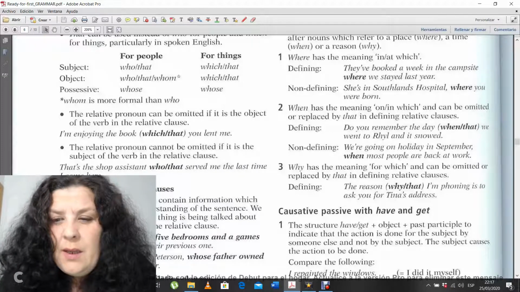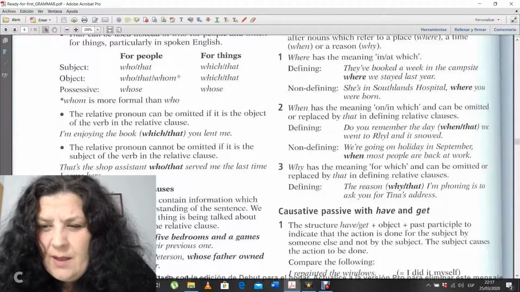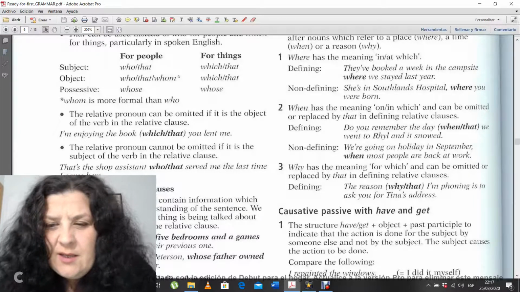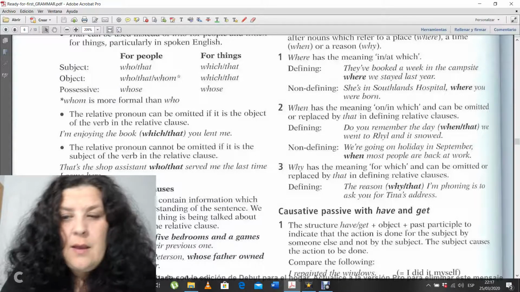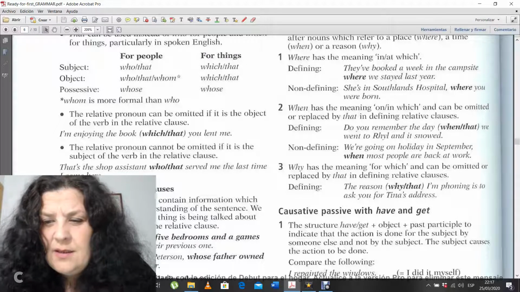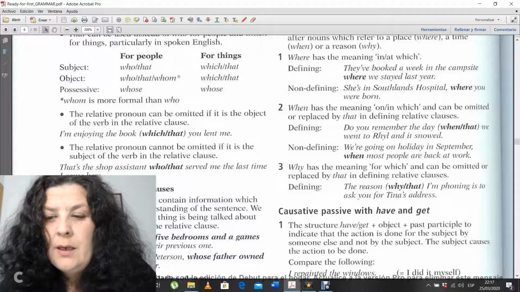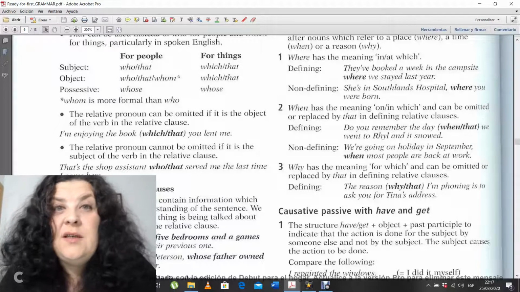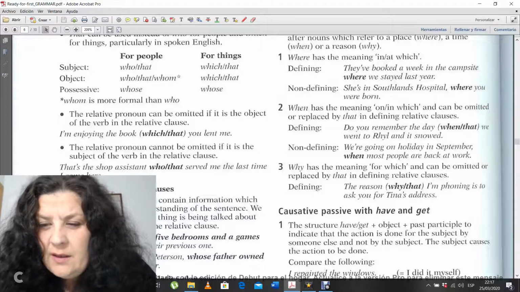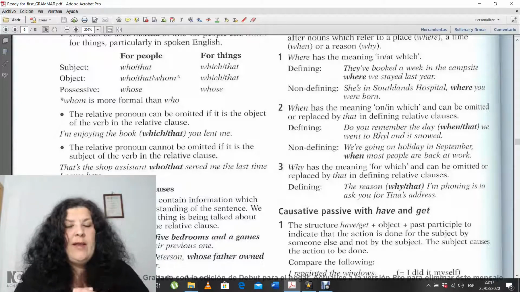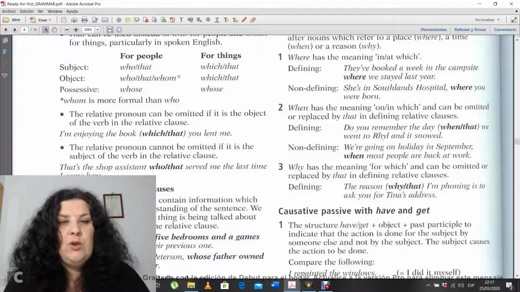Why has the meaning for which and can be omitted or replaced by that in defining relative clauses. The reason why I'm phoning is to ask you for Tina's address, or the reason that I'm phoning, or you could just omit it and say the reason I'm phoning is to ask you for Tina's address. So, summarizing and remember the important things.